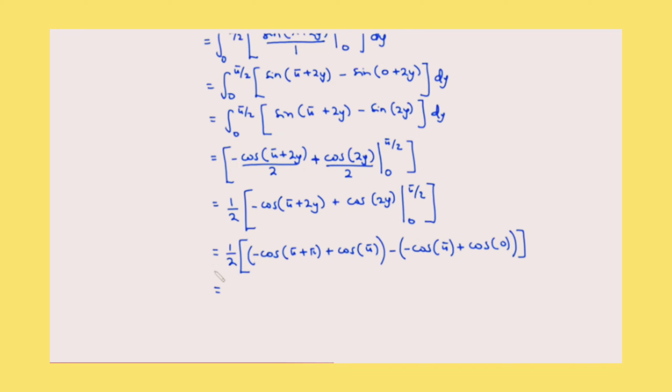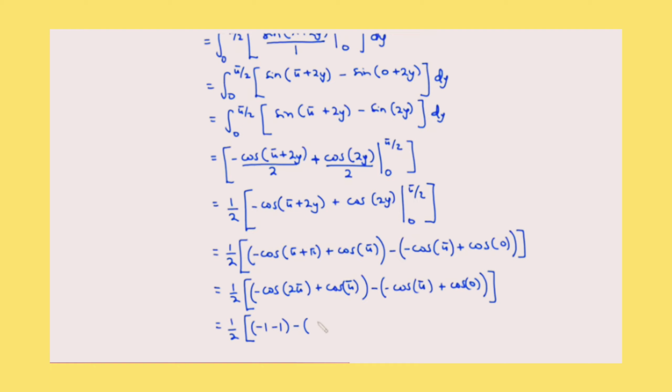Therefore we have 1/2 on the outside. This becomes negative cos(2 pi), and then plus cos(pi), minus negative cos(pi), plus cos(0). Now cos(2 pi) is 1, therefore negative cos(2 pi) becomes negative 1, and then cos(pi) is also negative 1, so we have negative 1, minus, cos(pi) is negative 1, times negative 1 becomes 1, plus cos(0) is 1.